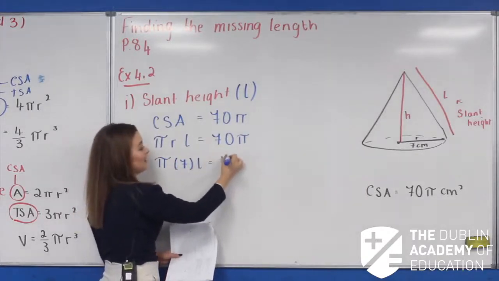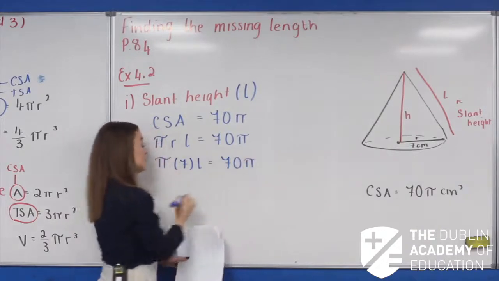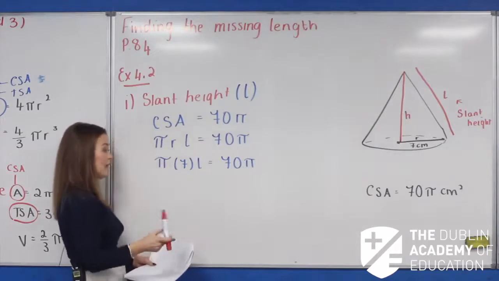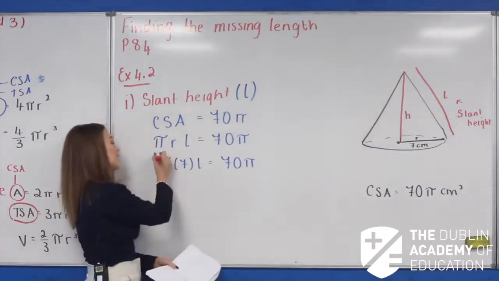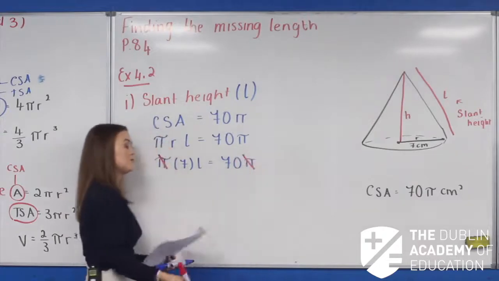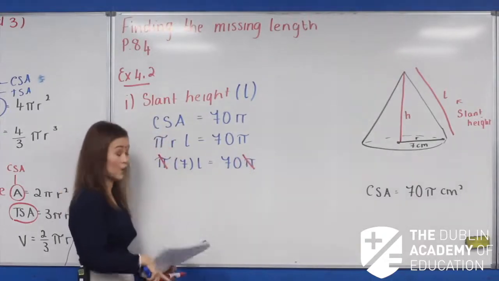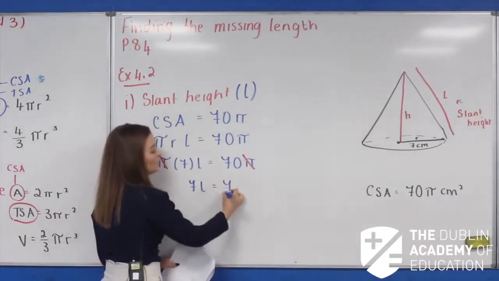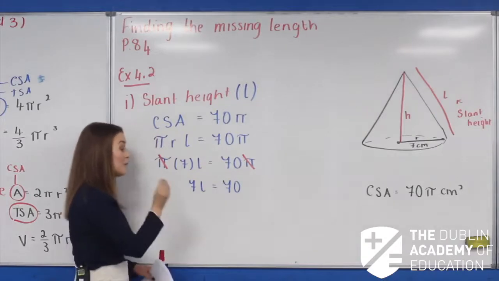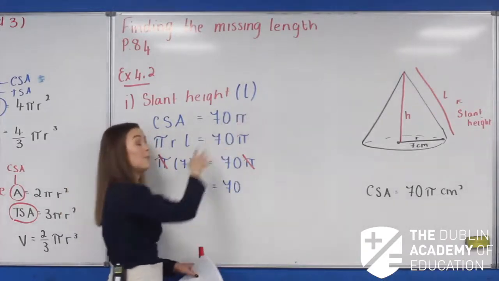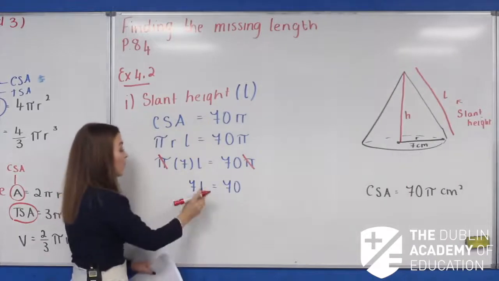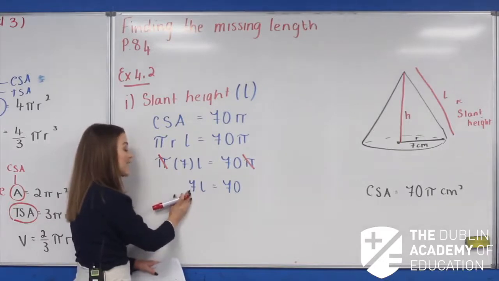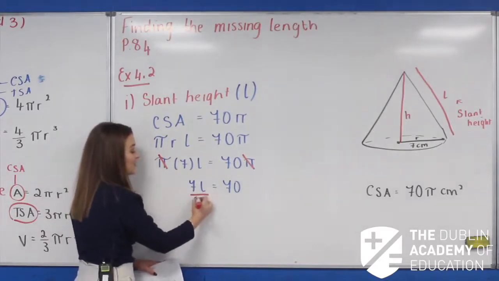L equals 70 pi. Now remember, we're looking for L. So straight away, we could divide both sides by pi, or as we normally say, balance them out. Both will cancel out on either side. So I have 7 times L, which is 7L, equal to 70. Remember I'm looking for L, my slant height. I want to get L on its own, so I'm going to divide by the term attached to the L. I'm going to divide the left-hand side by 7.